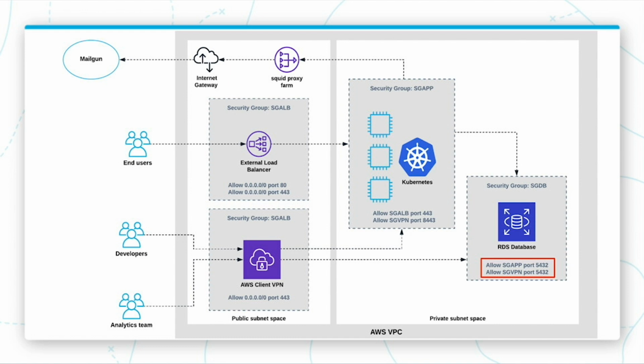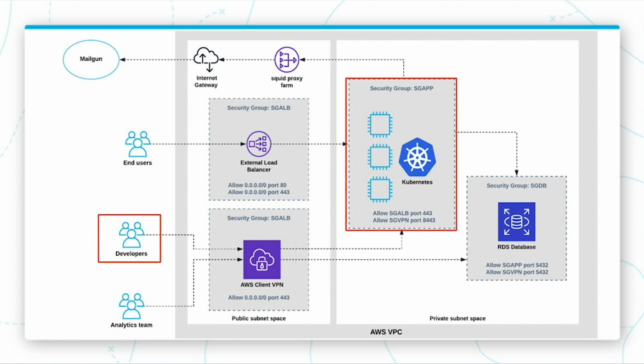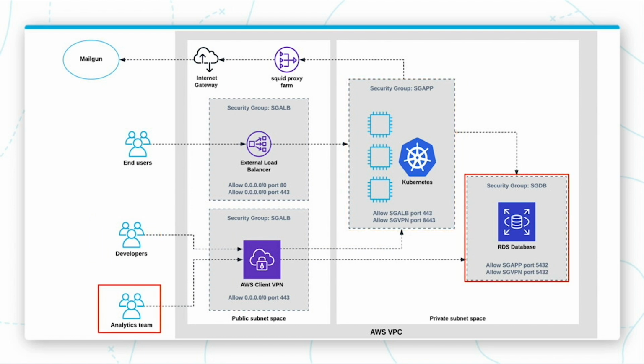The database security group should be updated to allow connections from the application and from the VPN security groups on the database port. We have also implemented the client VPN solution, which will allow authenticated users to connect to resources in the cloud environment. We can allow access to specific subnets based on the user's role. We can restrict developers and DevOps engineers to be able to access the application subnets. And we can restrict members of the analytics team to be able to access the database subnets.